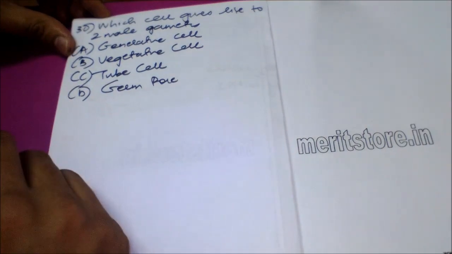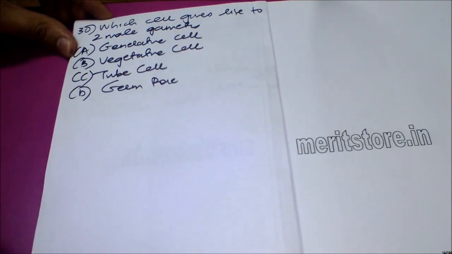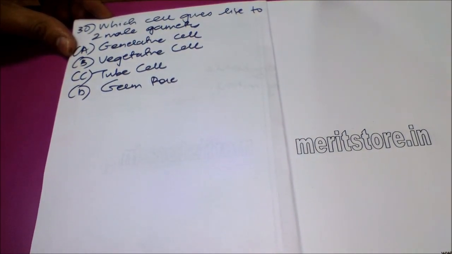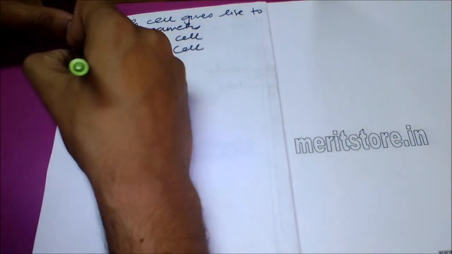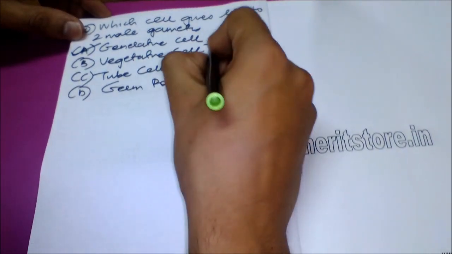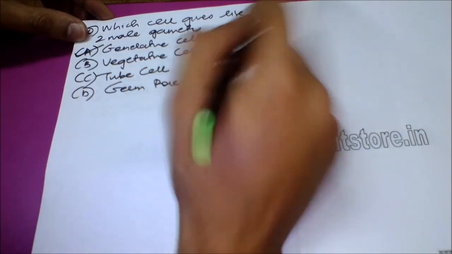Our next question is, which cell gives rise to 2 male gametes? Option A, generative cell, option B, vegetative cell, option C, tube cell, and option D, germ pore. The answer to this question is option A, which is generative cell, whereas vegetative cell and tube cell mean one and the same.